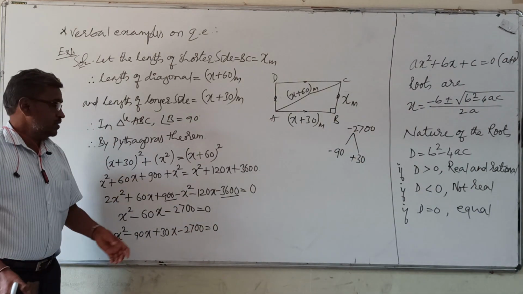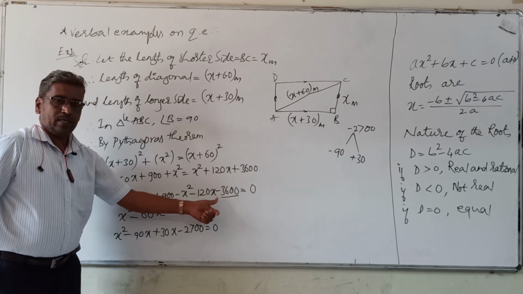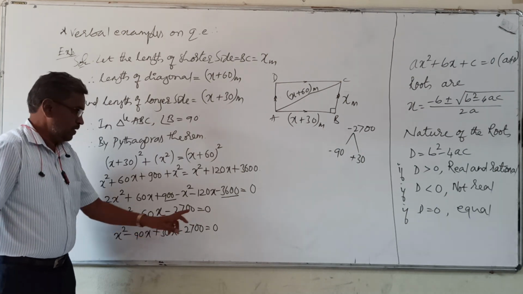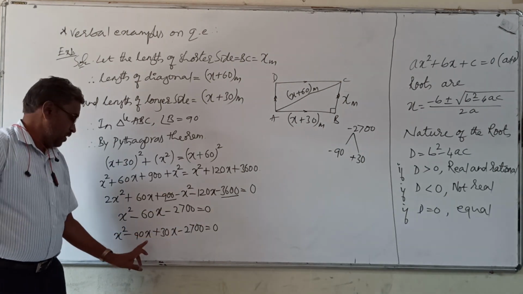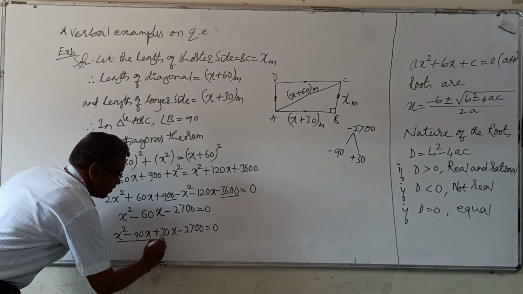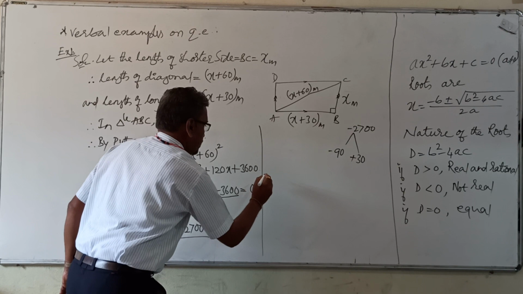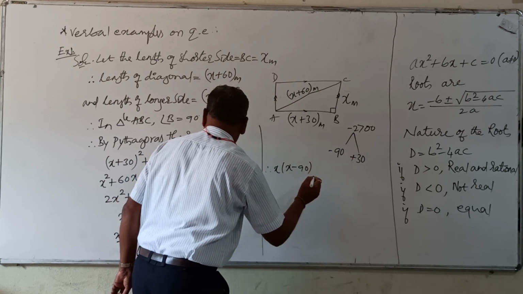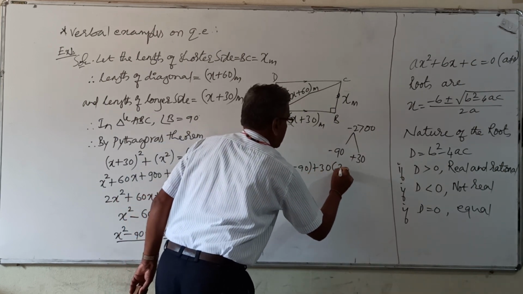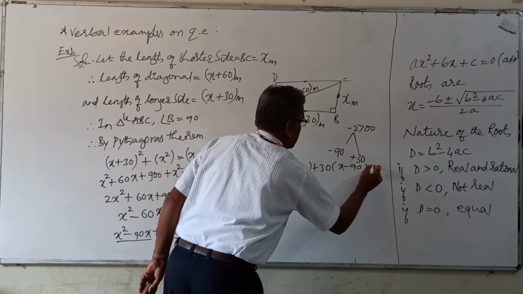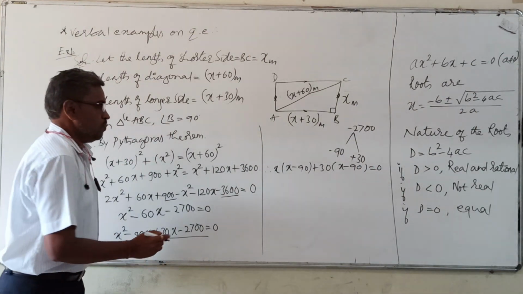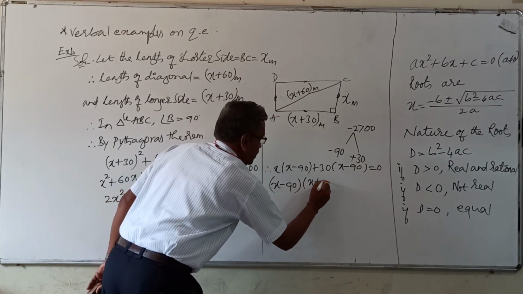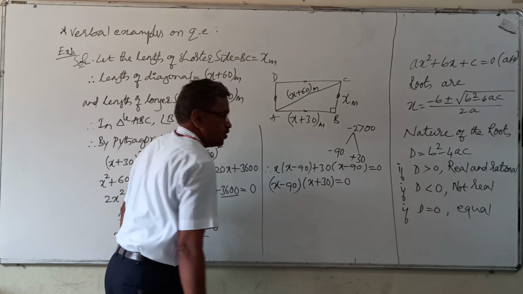Understanding? It will be difficult when we are not subtracting, and then it will become 3600, so that we cannot factorize. So be very careful about that simplification. So split it. Now grouping. Therefore, x into bracket x minus 90 plus 30 into bracket x minus 90 equal to 0. So x minus 90 is common again. The remaining terms are x plus 30 equal to 0.